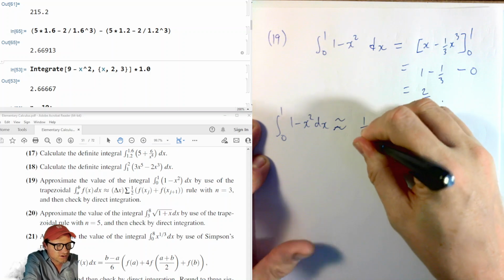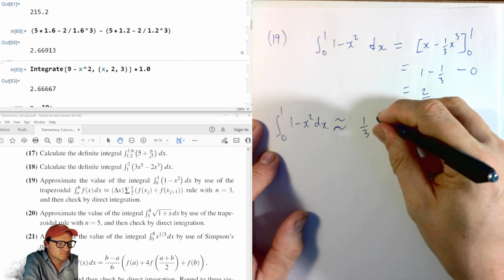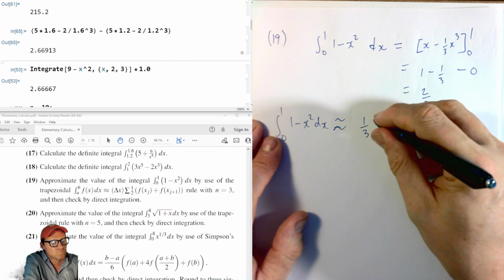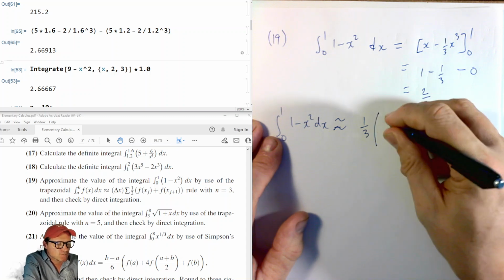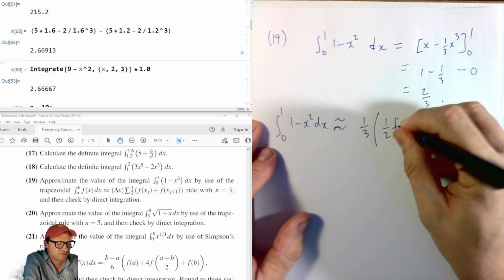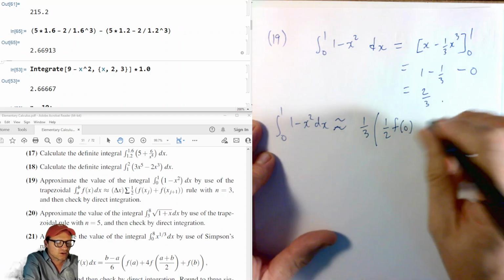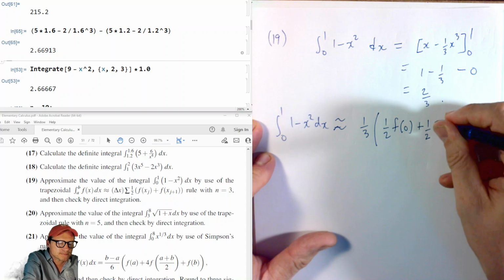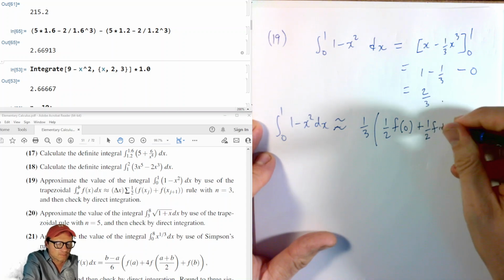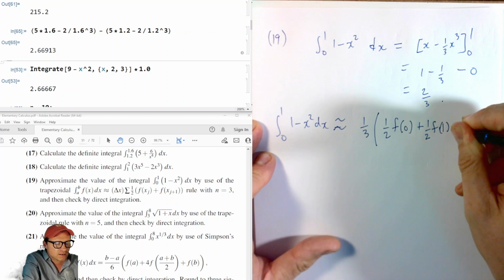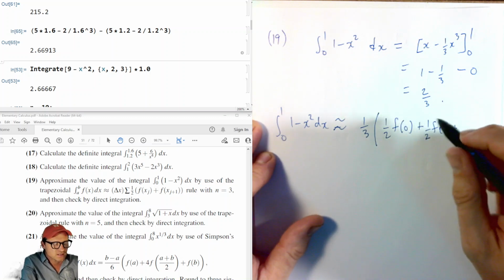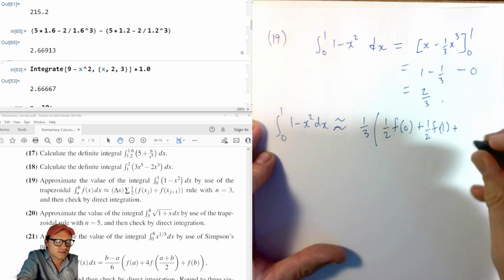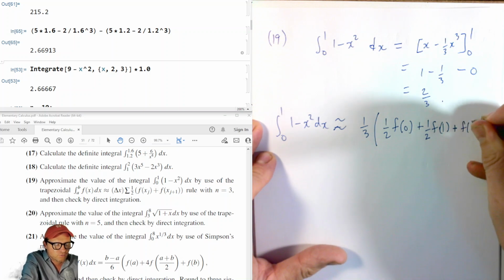So then we have 1/3 multiplied by 1/2 the first one, which is f of 0, and then 1/2 of the last one, so f of 1, and then we add up each of the function evaluations at the other points. So we have 1/3 and we have 2/3 are the other points. So plus f of 1/3 and f of 2/3.